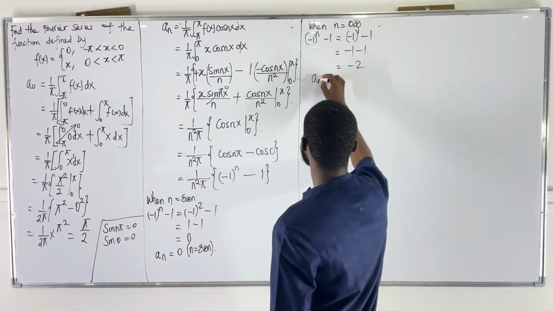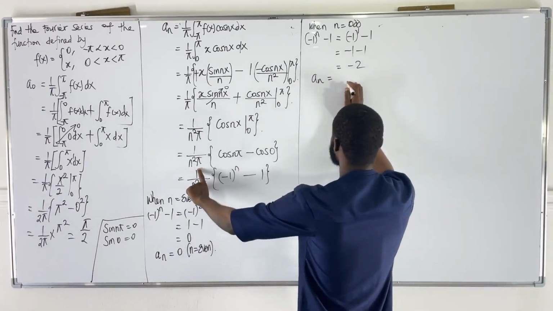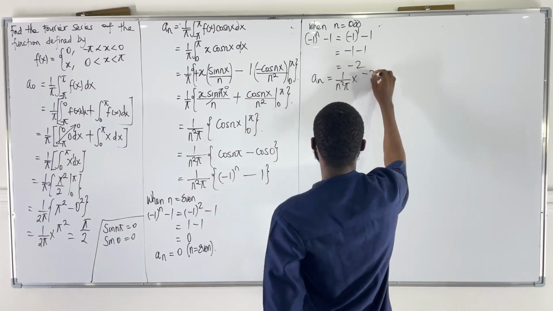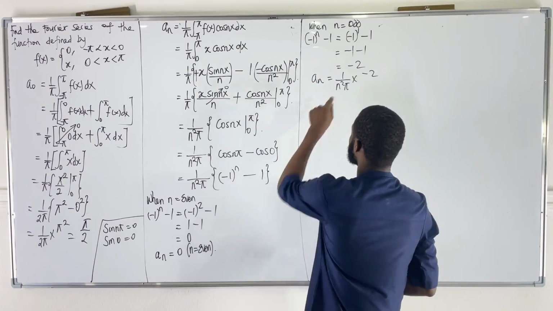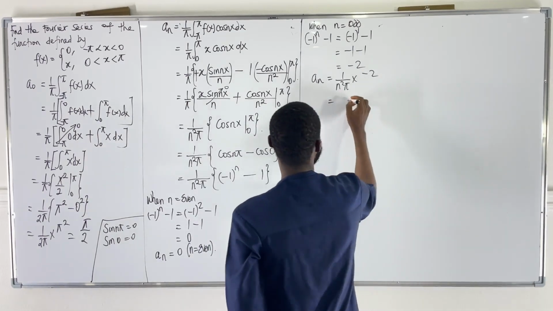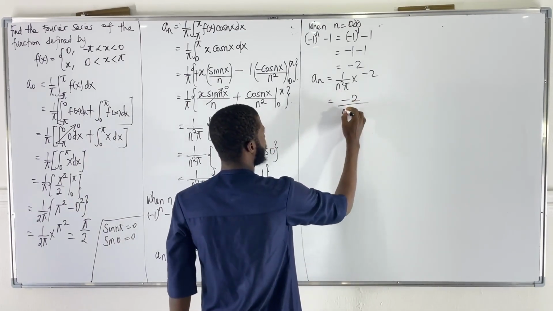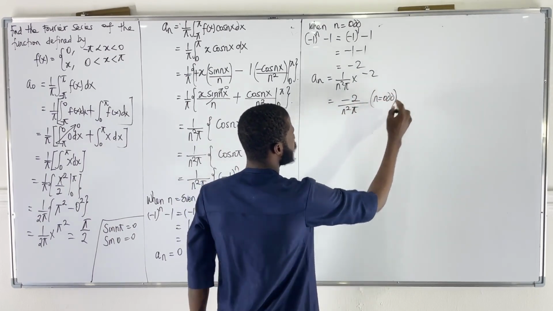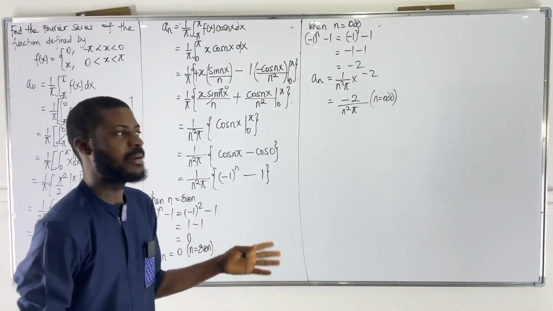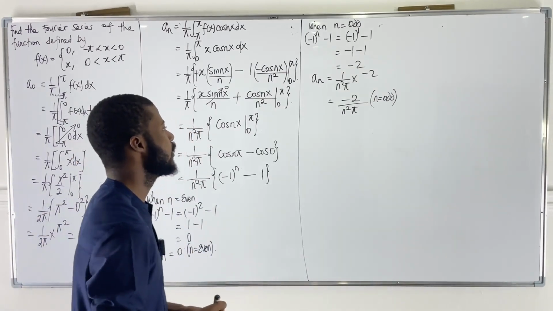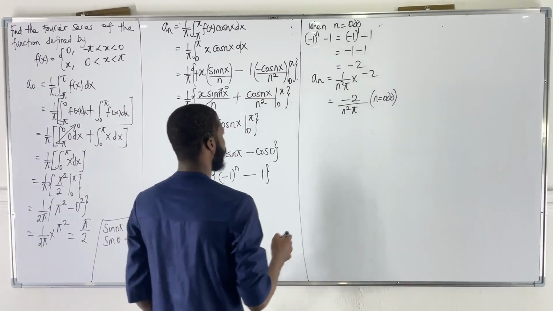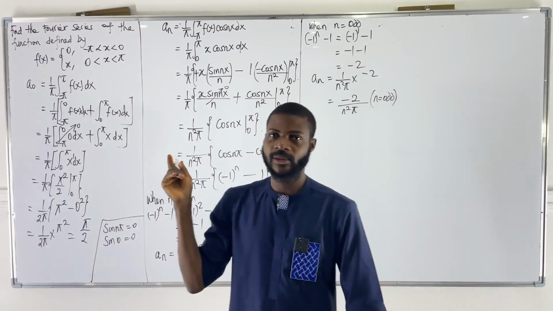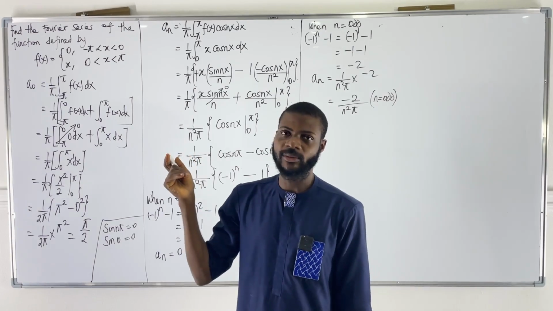So that means my a sub n will become the constant I have outside, 1 over n squared pi, times minus 2, because this whole bracket will become minus 2. So this is now minus 2 over n squared pi, and this would happen when n is odd. So you keep this value because we need to find b sub n. All right. Now, if you notice, I did not graph that function. I already know that it is neither even nor odd.